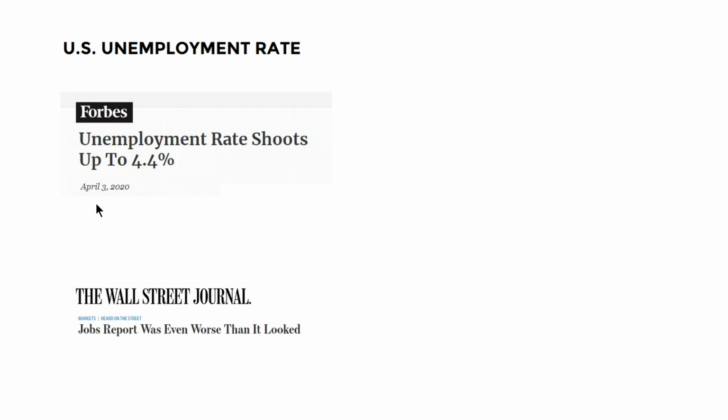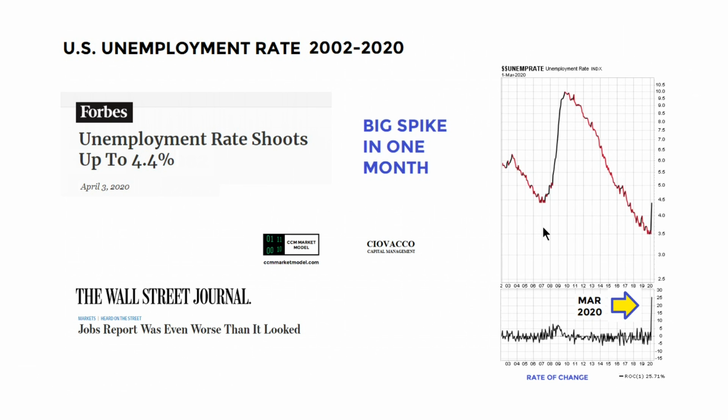Forbes headline dated April 3rd, 2020. Unemployment rate shoots up to 4.4%. Chart on the right side of your screen, the top portion shows the unemployment rate, and this is a relatively rare move here. This is the 1-month rate of change in the U.S. unemployment rate. It reached a very, very rare level, 25.71%. Thus, it might be helpful to ask, has anything similar happened in the past, and what can we learn?